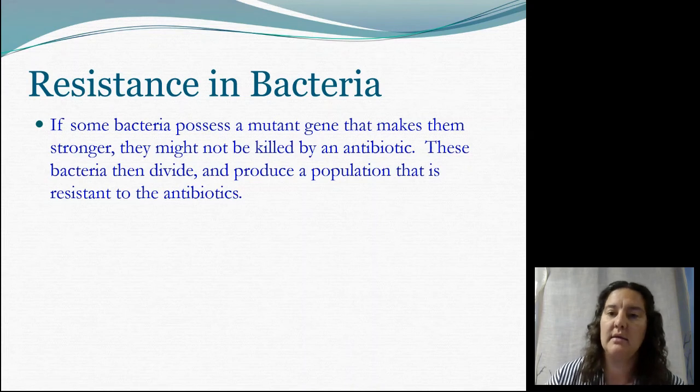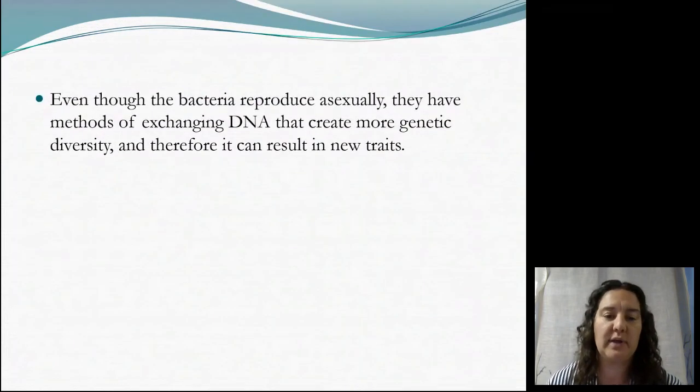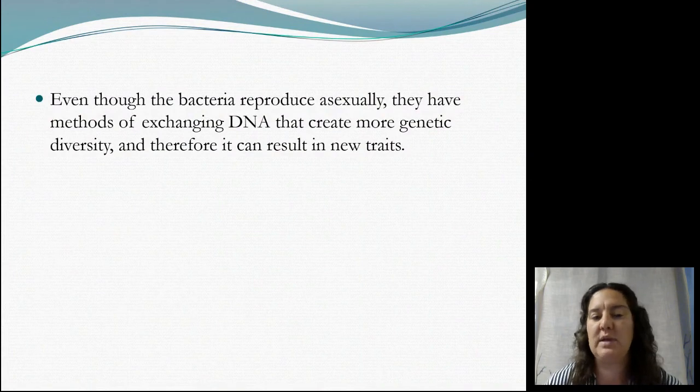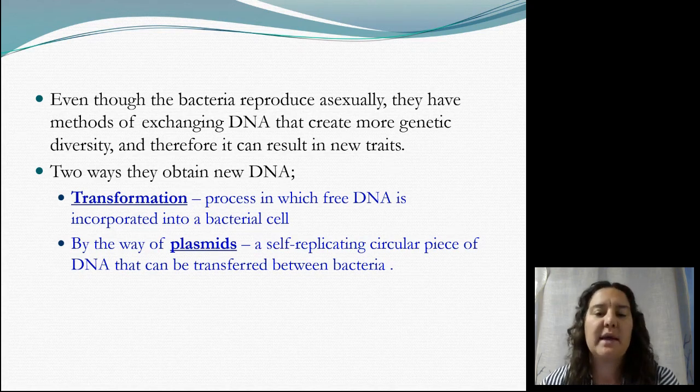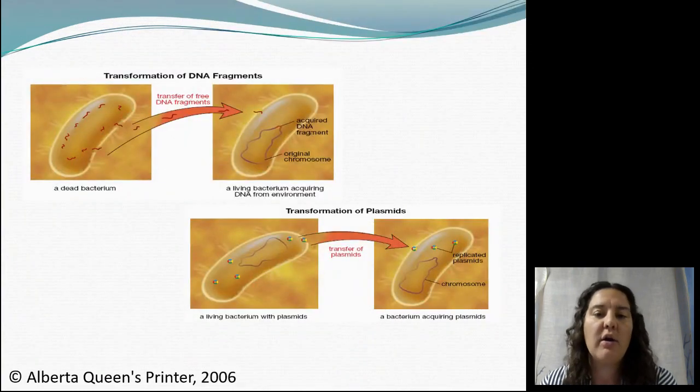And even though bacteria reproduce asexually, they're able to exchange their DNA between different bacterial cells to create more genetic diversity, resulting in new traits. And now this can happen very rapidly because bacteria reproduce very quickly. One of these processes is called transformation, and this is where free DNA is incorporated into a bacterial cell. The other method is by plasmids, where a self-replicating circular piece of DNA can be transferred between bacteria. So bacteria that have become resistant to antibiotics are able to share that gene and genetic material with other bacteria nearby.